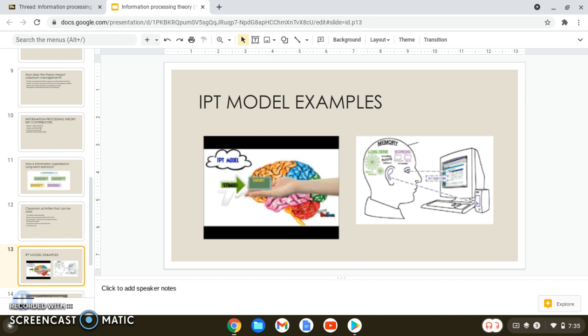IPT model examples. These are two diagrams showing the IPT model examples of the brain and also how memories come from technology.